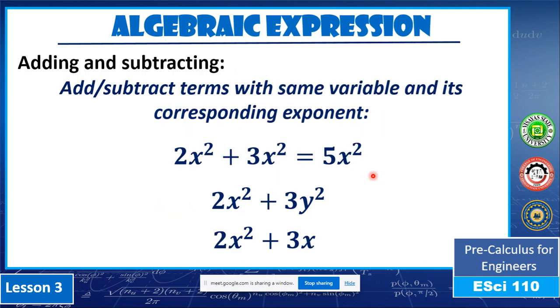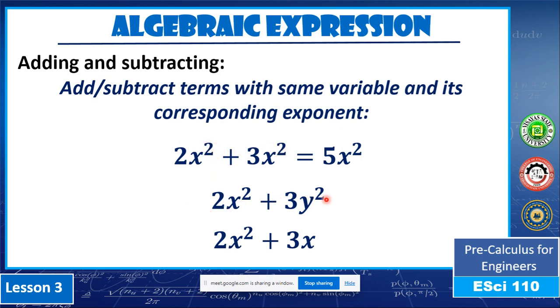So the rule of adding and subtracting algebraic expressions: you can add or subtract terms that have the same variable, but take note, not only the same variable but also a corresponding exponent. Same din siya sa kanilang exponent. For example, we can combine this 2x squared and 3x squared. So it will result to 5x squared since they have the same variable x, and they also have the same corresponding exponents, which is to the power of 2.